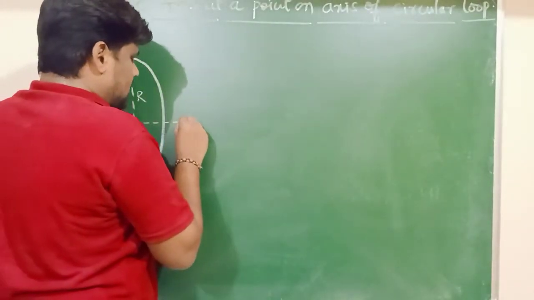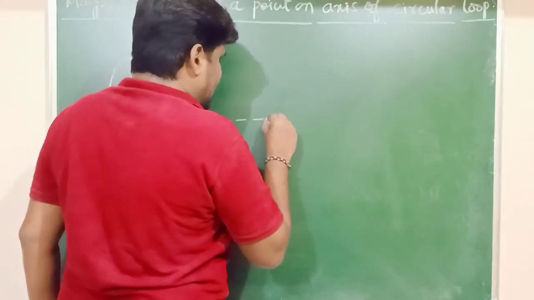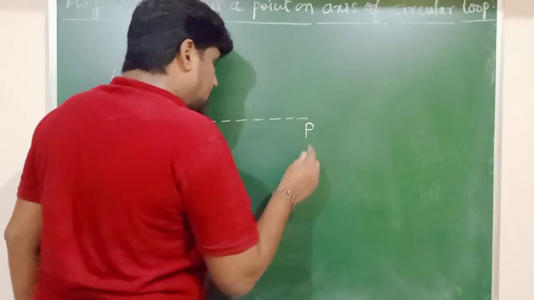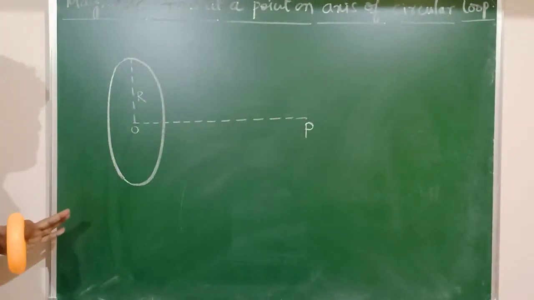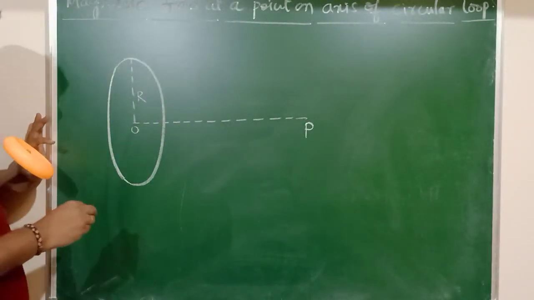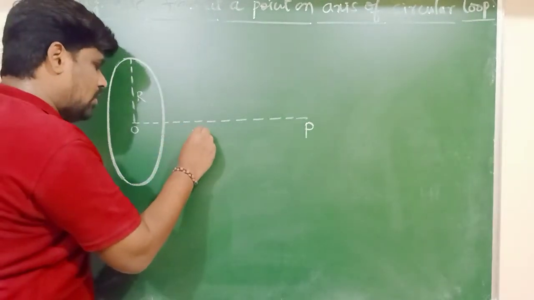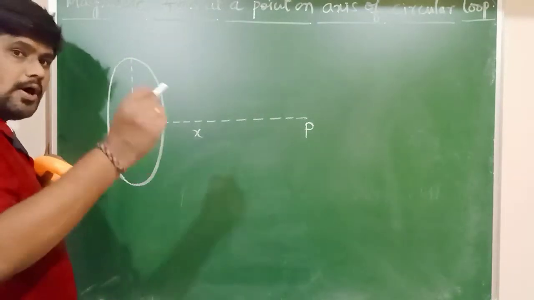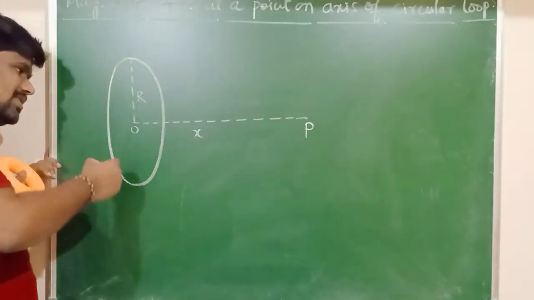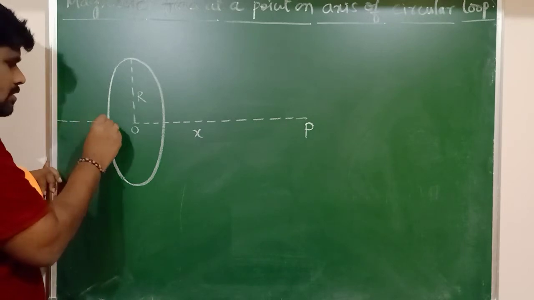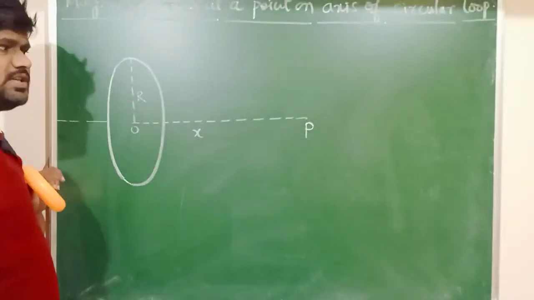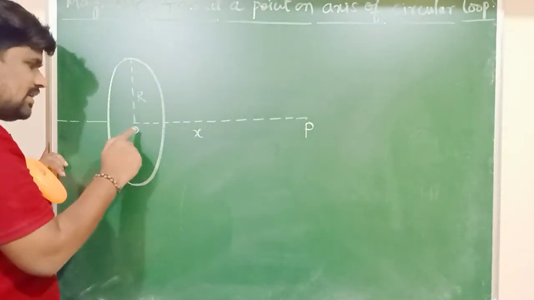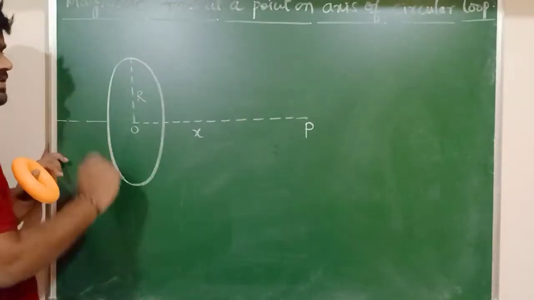I will select a point P on the axis, and here is the point P. This point P is on the axis of the circular loop, and its distance is x from the center. P is a point on the axis of this circular loop, and the distance of that point P from the center of the loop is taken as x here.